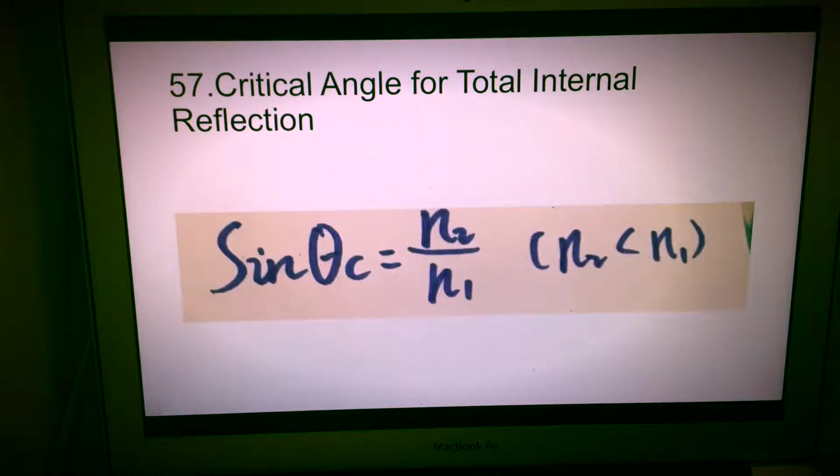57. Critical angle for total internal reflection. What is total internal reflection? It must occur going from a denser medium to a less dense one. It means there's no refraction and everything is totally reflected. So sine theta equals n2 over n1. The value of n2 over n1 is the sine value of the critical angle.